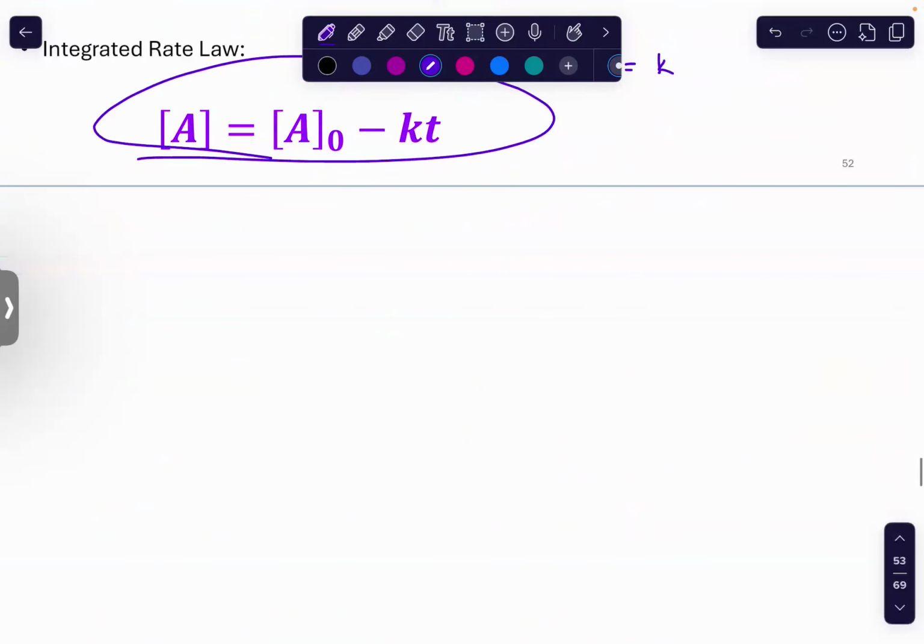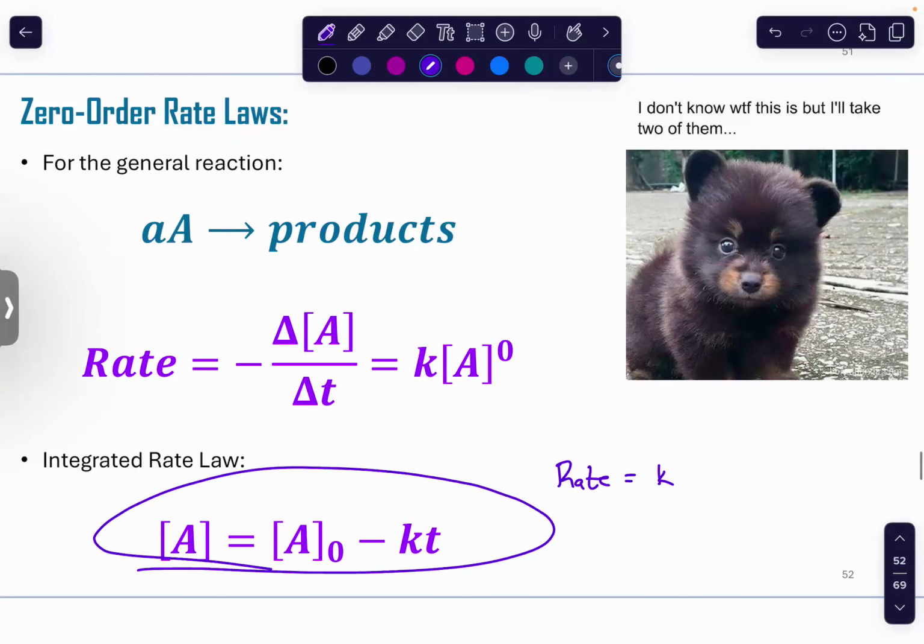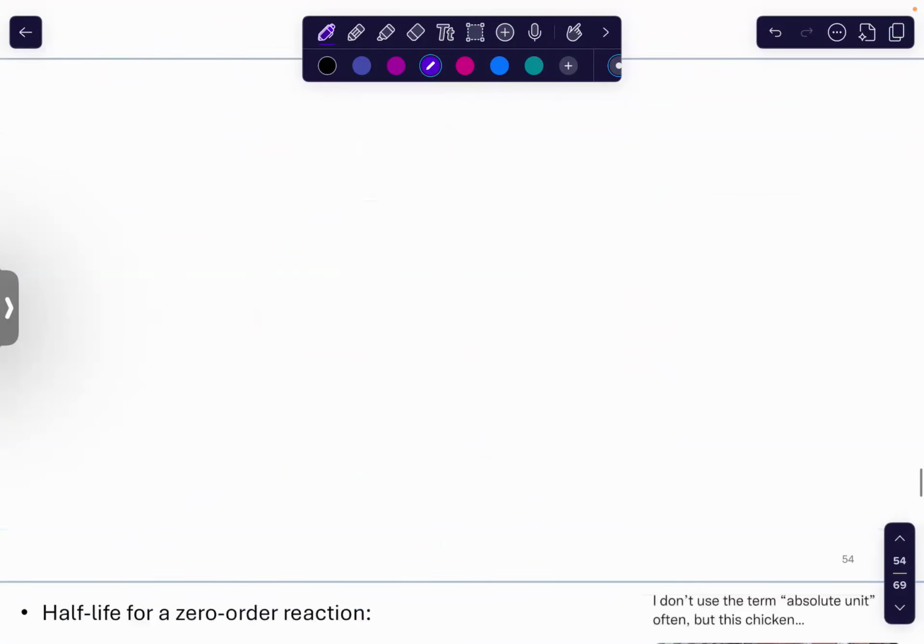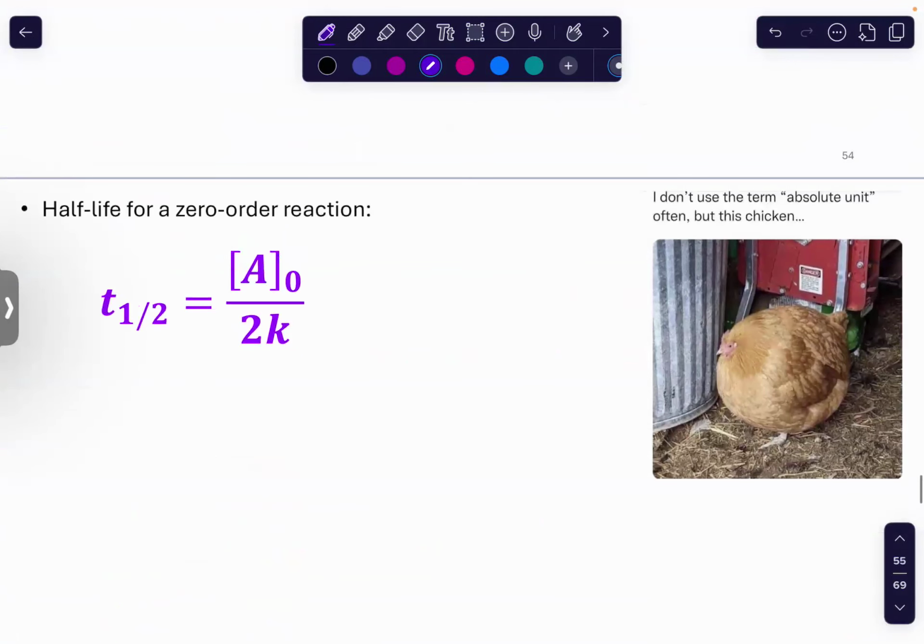Okay, so we have the integrated rate law. Let's think about the half-life for this. Okay, so again, we know at T1 half, your concentration of A is 1/2 the initial concentration. And so let's take the integrated rate law.